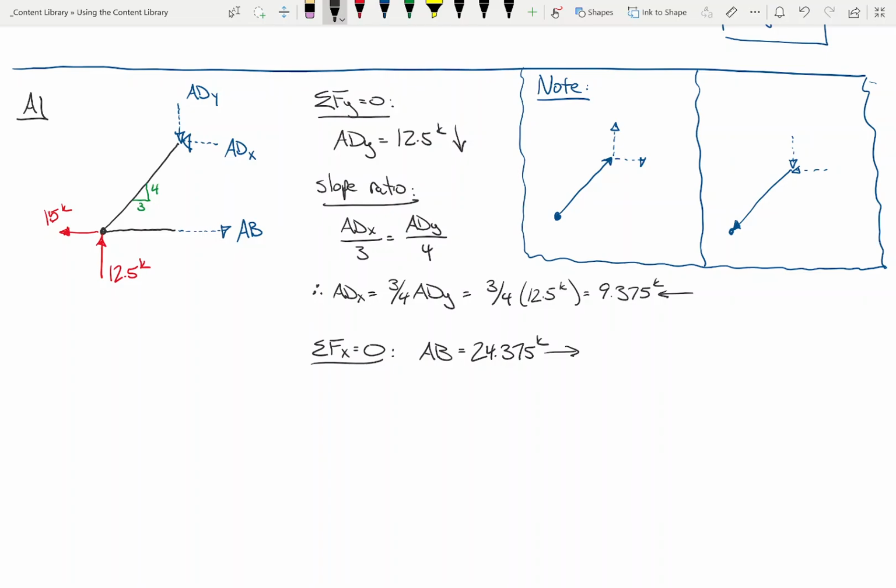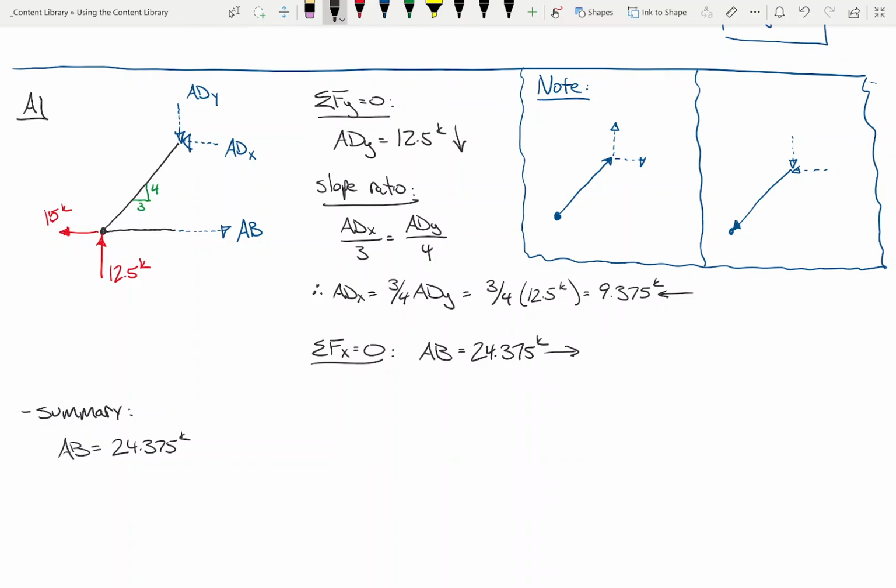Okay. So far, so good? Okay, so let's do a summary real quick. So we have member AB is 24.375 kips. Now here's the thing. It's 24.375 kips to the right, but the right or left or the arrow direction is only relevant for this joint analysis. What I am mainly interested in is whether this member is experiencing tension or compression. Okay?